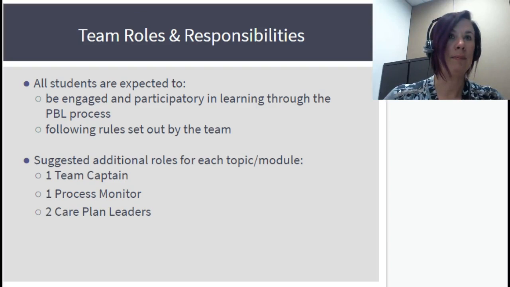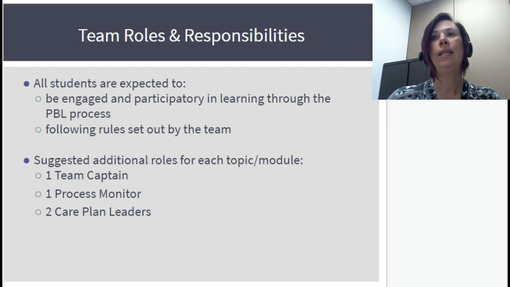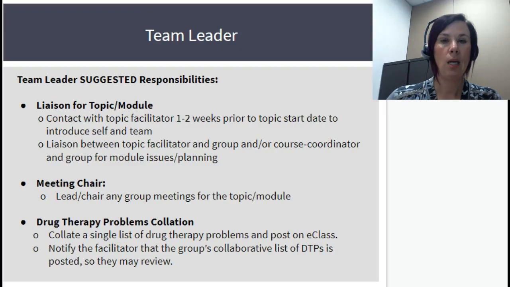As mentioned several times, within these courses, students are expected to be engaged and active participants in the learning and the PBL process. Also, there is an expectation that team members will follow the rules set out by the team. In addition to the team norms, there are some additional roles for each topic or module that Sarah and I encourage you to consider. These roles will rotate to different students with each topic or module. We suggest that you implement a team leader. Again, the team leader role would be a different student with each topic module.